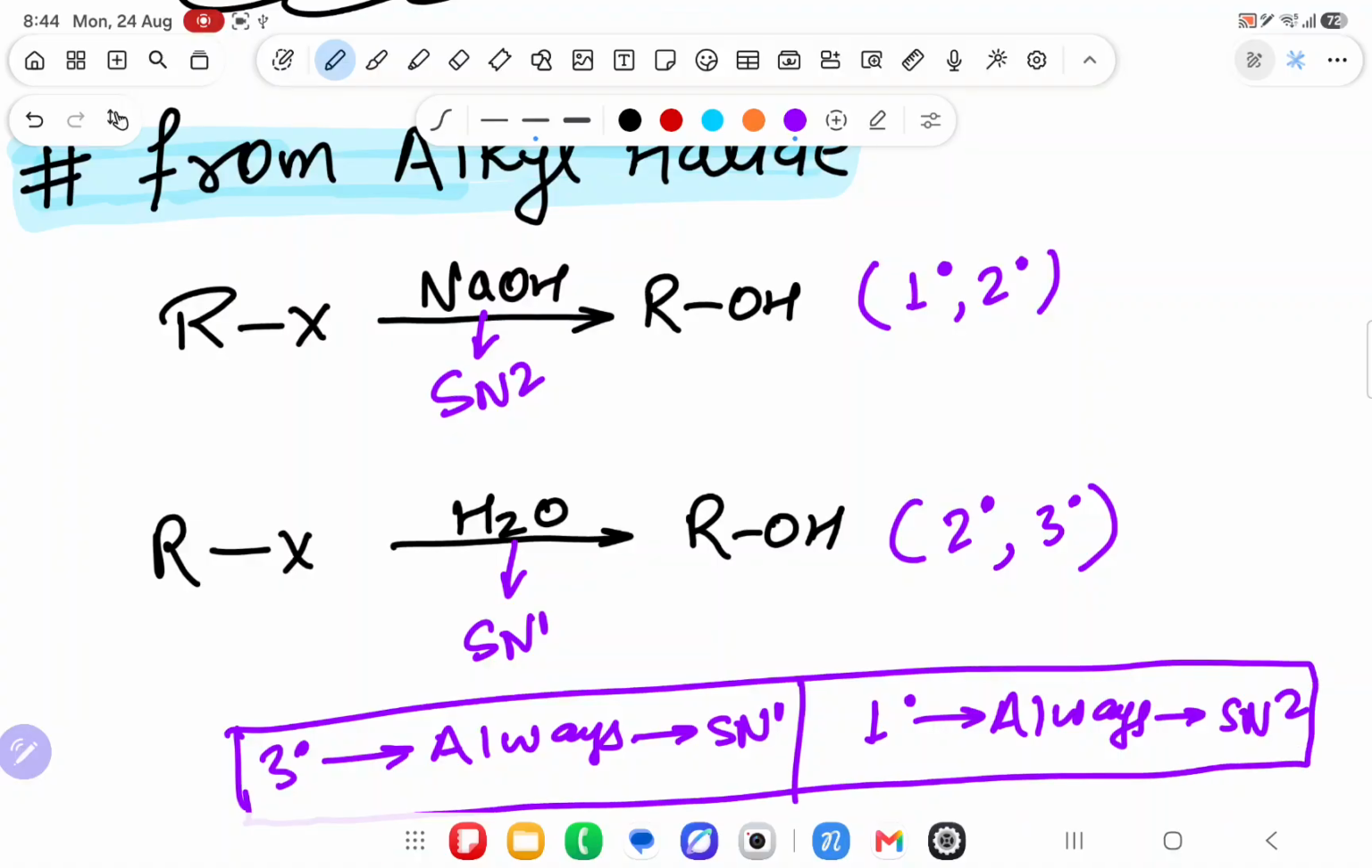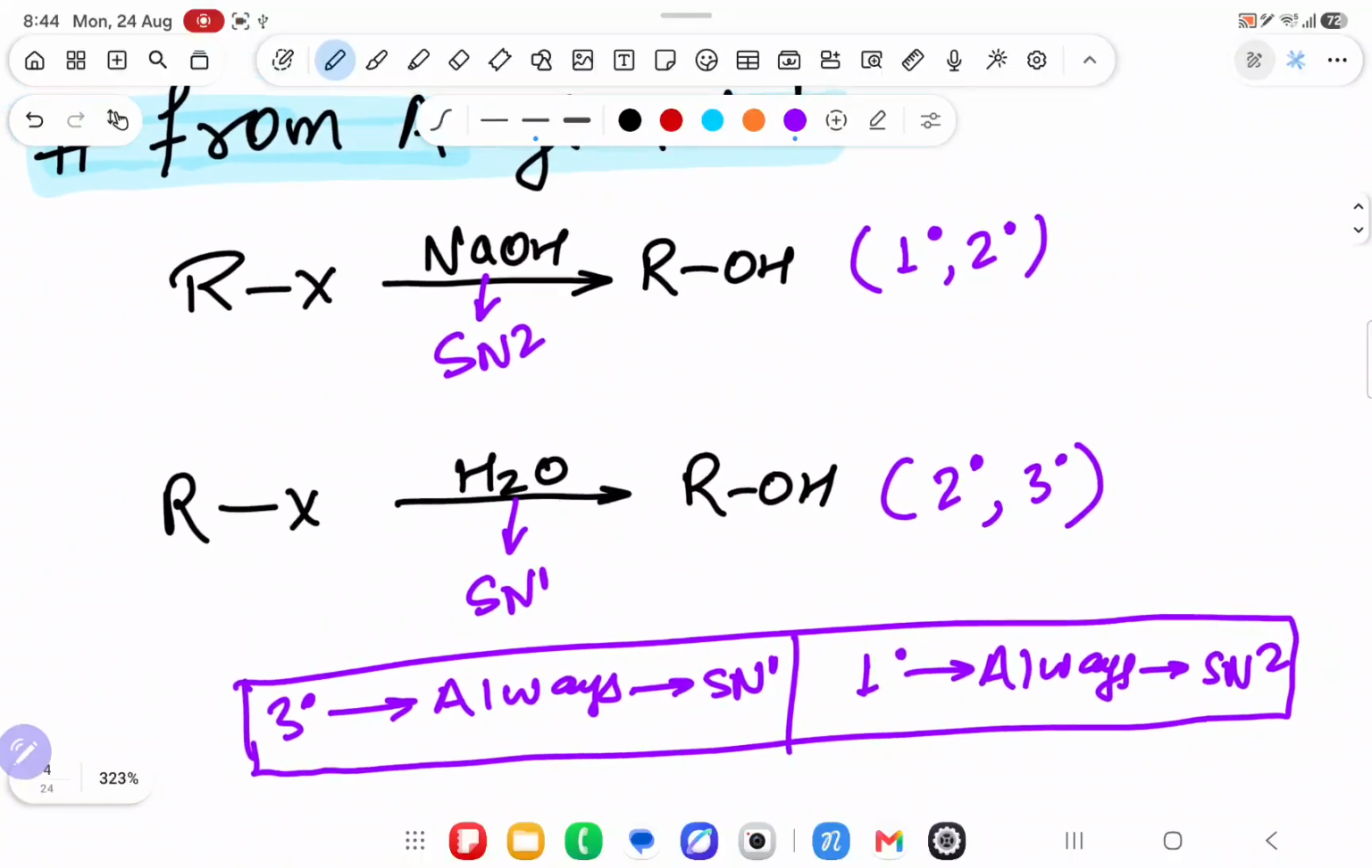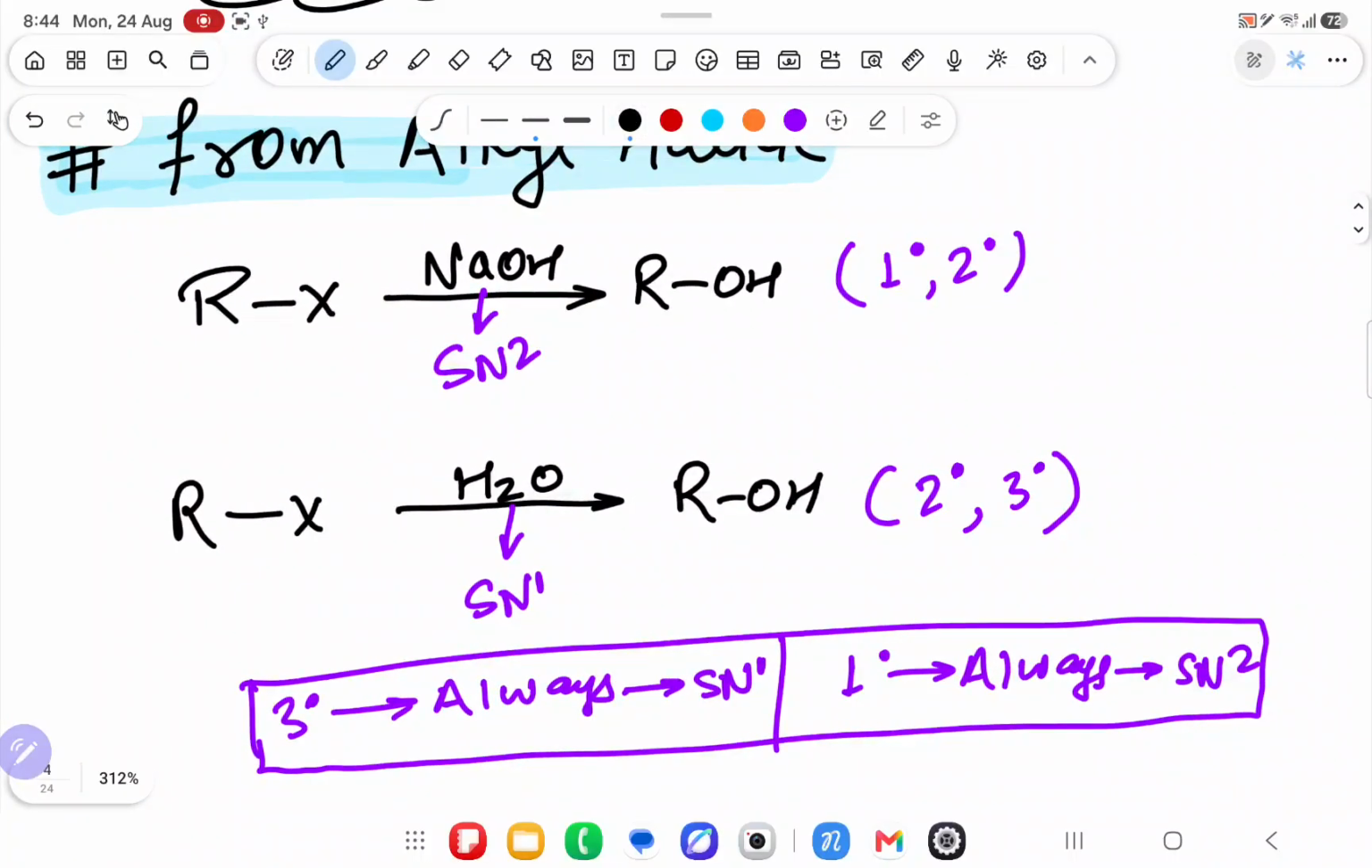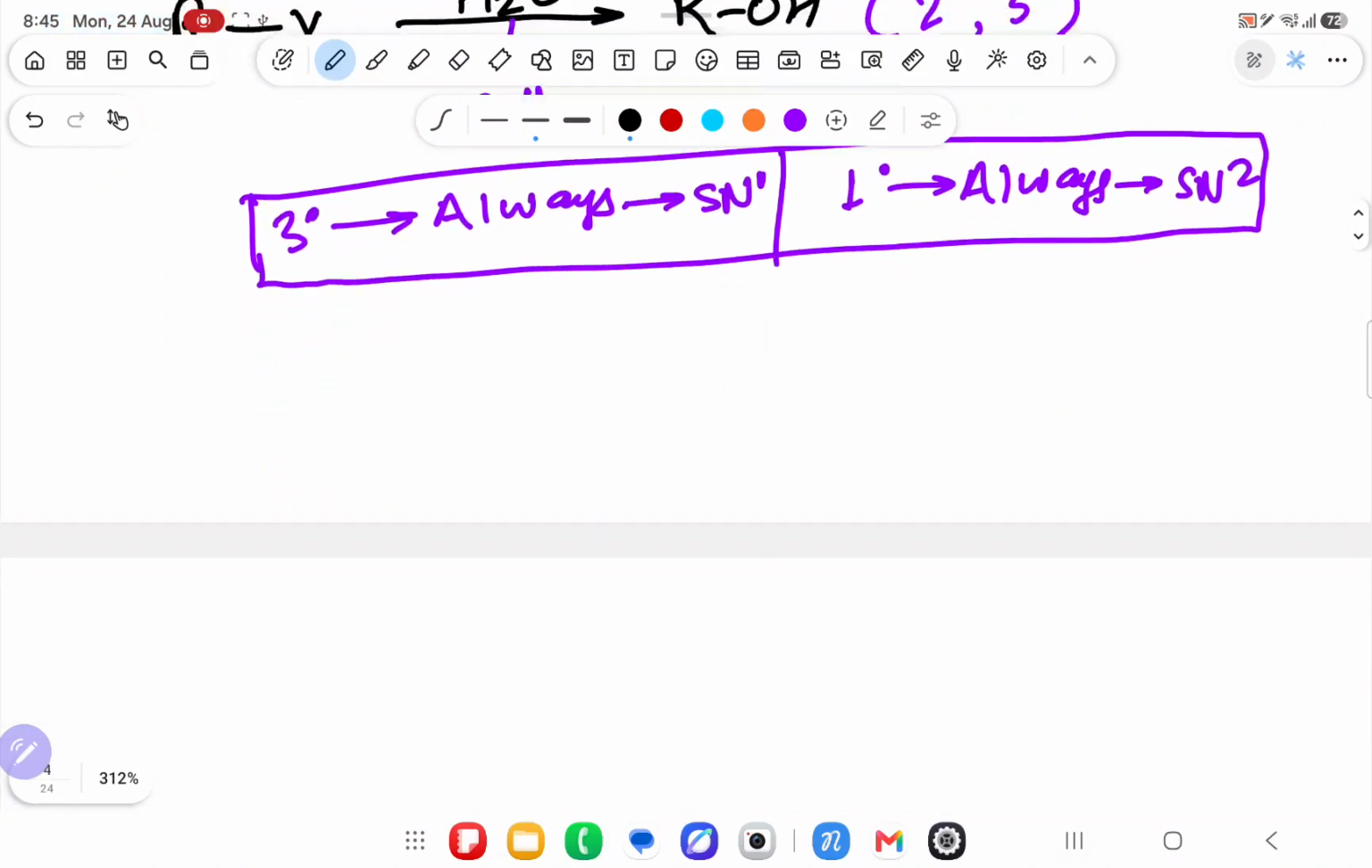Means nucleophilic substitution, 3 degree is always SN1, 1 degree is always SN2. But over here 1 degree and 2 degree will do SN2, and over here 2 degree and 3 degree will do SN1, NaOH and H2O is there. Okay sir, tell me some questions on this basis.